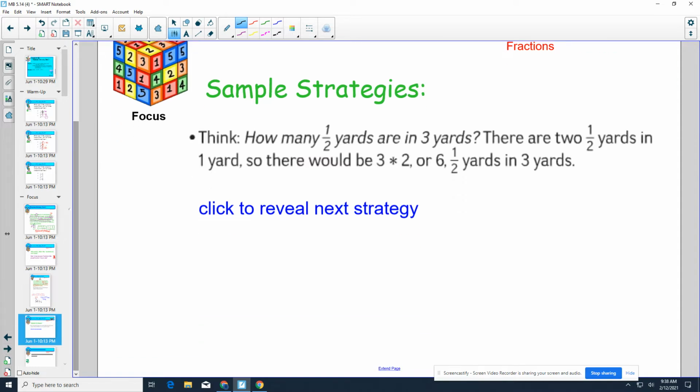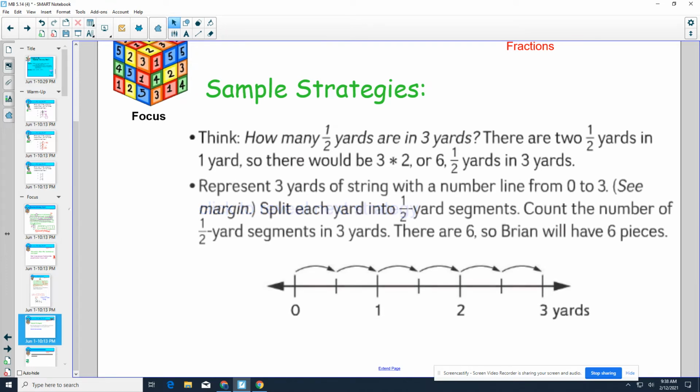Some sample strategies they suggest: you could think about how many ½ yards are in 3 yards. There are 2 halves in 1 yard, so there could be 3 times 2, or 6 ½ yards in 3 yards. You could also represent 3 yards of string with a number line from 0 to 3, split each yard into ½ yard segments, and count the number of ½ yard segments in 3 yards. There are 6, so Brian will have 6 pieces.